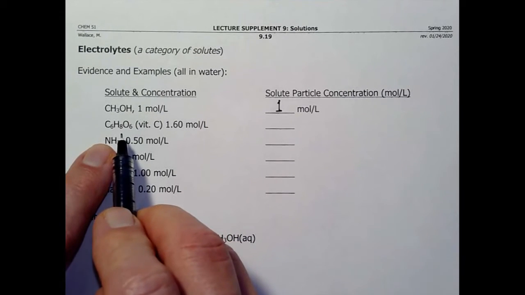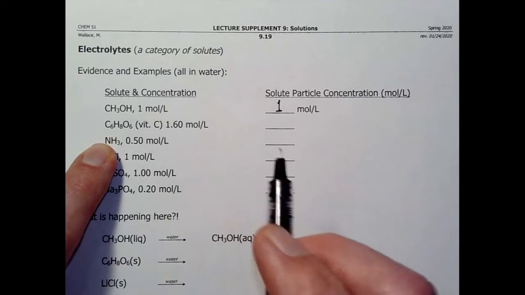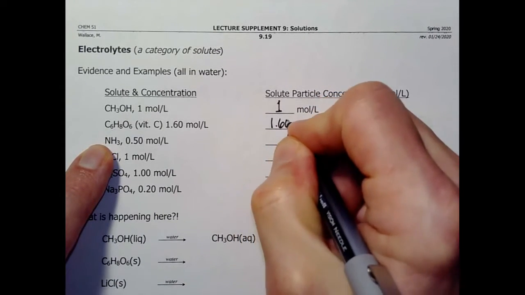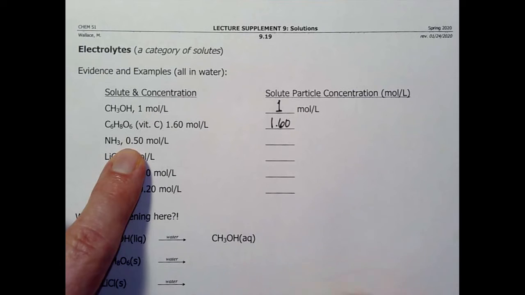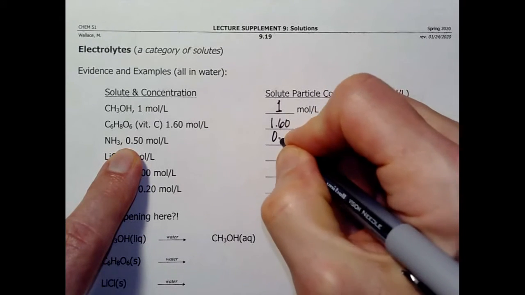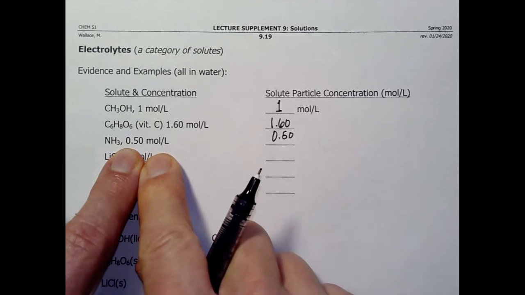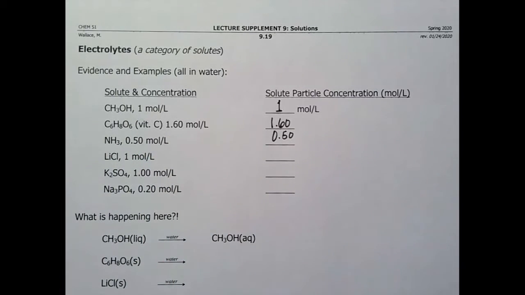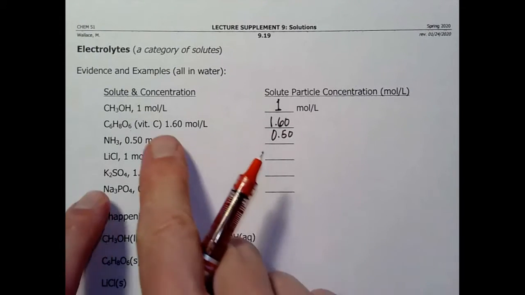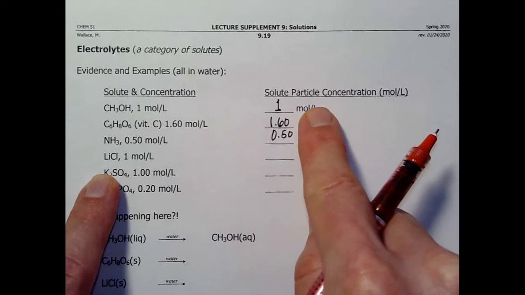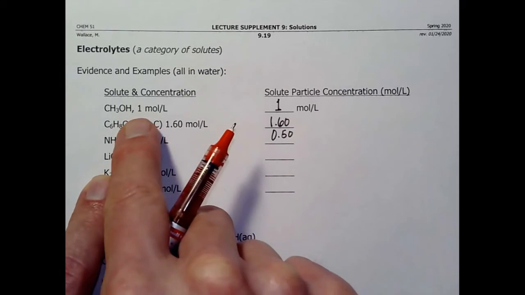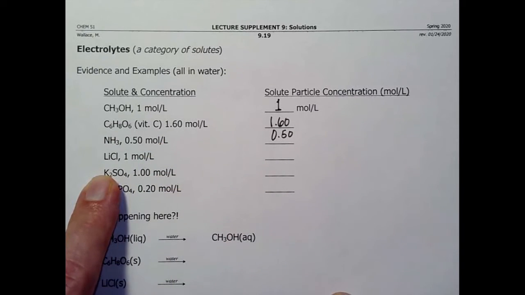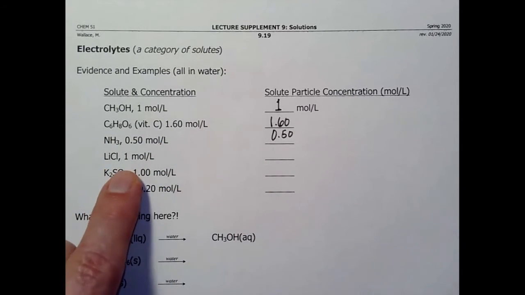Well, here's vitamin C, 1.60 moles per liter. I have 1.60 moles per liter of particles in solution. Ammonia, that's a teeny bit of a fib, but it's pretty good. Ammonia, that's 0.50 moles per liter. I've got 0.50 moles per liter in solution. And you think, okay, Wallace, I don't know what you're doing. You're just writing down the concentration over here without really thinking about what the particles are. You're just saying, well, yeah, it was 1 mole, 1.6, 0.5 moles per liter. So what?